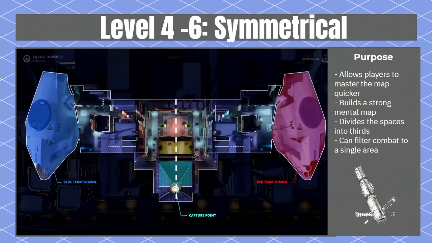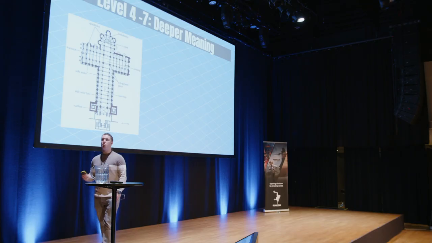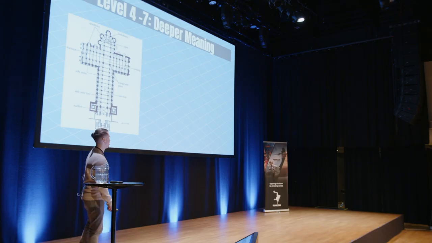Then we have symmetries. We talked about this earlier, this is a great picture of Overwatch. If we want the player to spend more time in a certain area, we can make it feel vastly more unique versus the starting points of each enemy's base. And not only this, we can create a deeper meaning through all of these spaces.